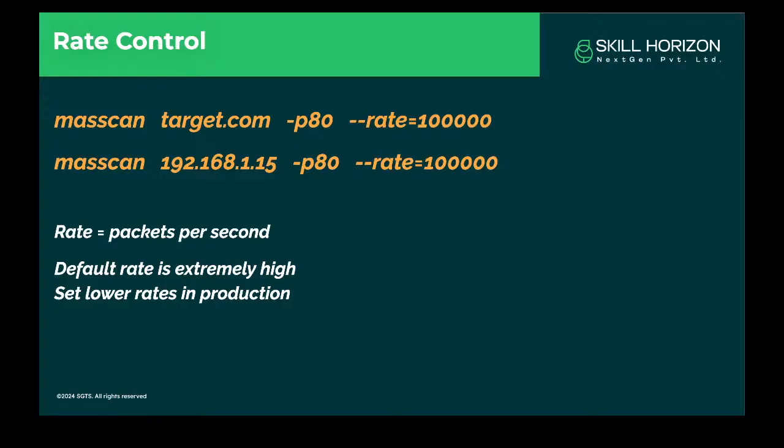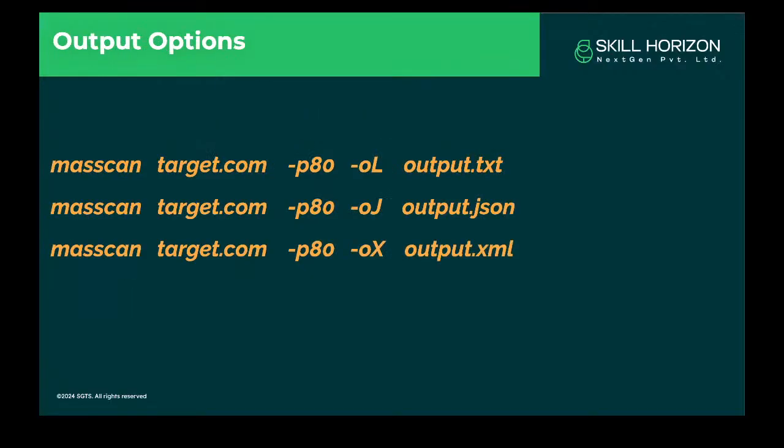So the default rate is very high, but I'm using 1 lakh packets for the scan, so you can use it accordingly. If you really want to bypass some filters with evasion techniques, then use a rate limit like 1000, 2000, or 500.